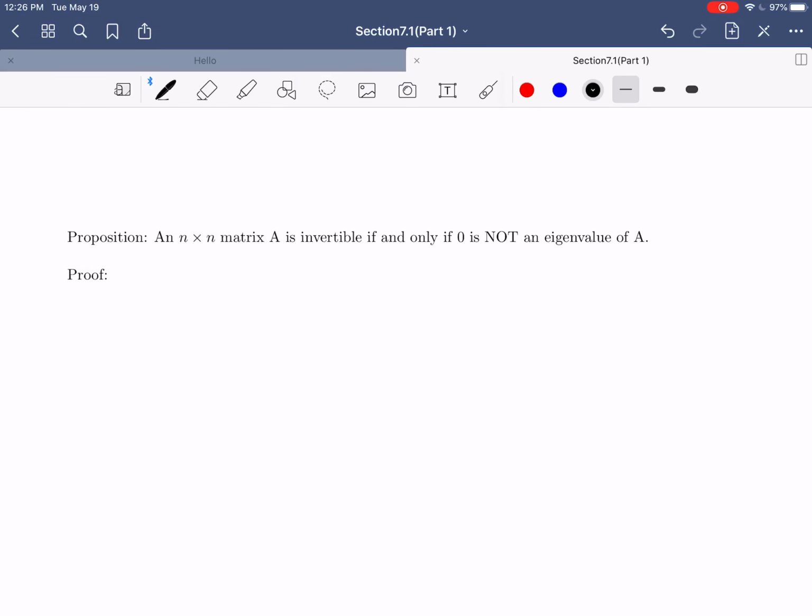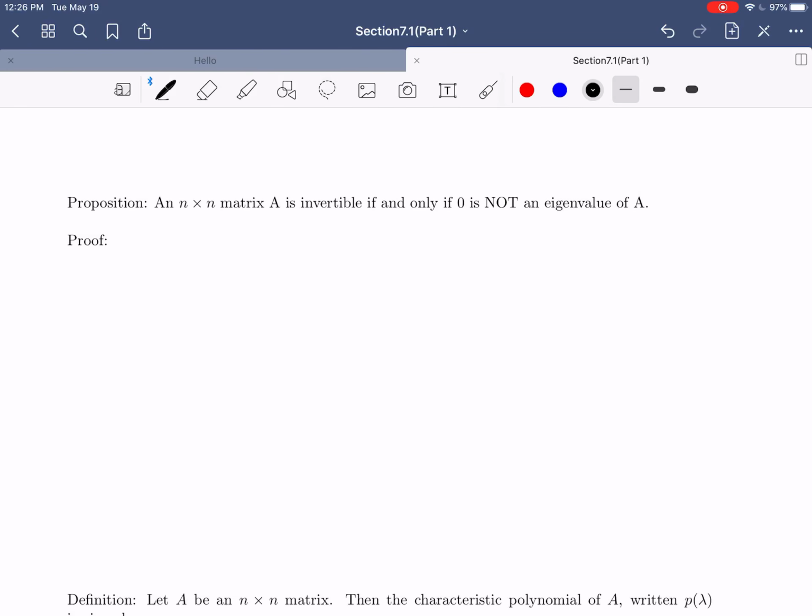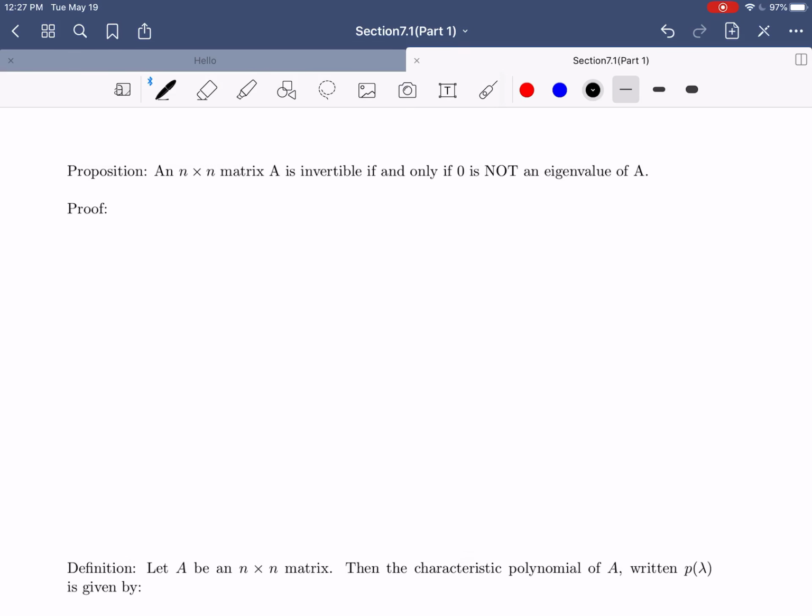It is an if and only if, so we have two directions here. It's a unique little proof. Your book skips proving this because it's a pretty simple proof, but it's interesting because the best logical way to prove this is to use a pair of proofs by contradiction. So let's go ahead and see that. Our first direction, the forwards direction, is we have A is invertible, and we need to show 0 is not an eigenvalue.